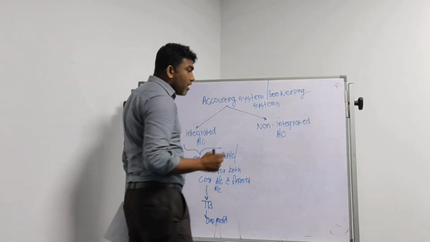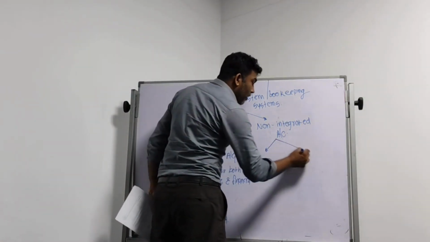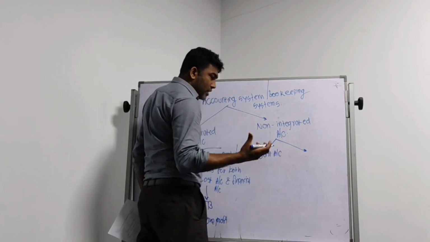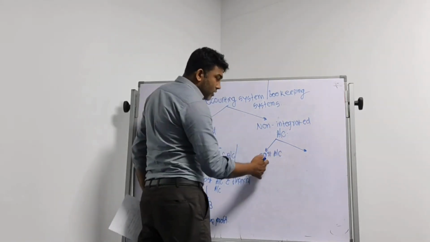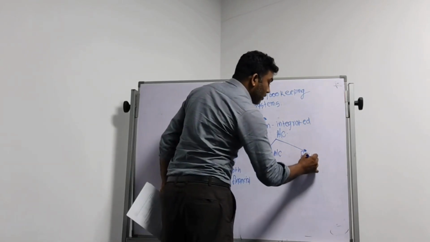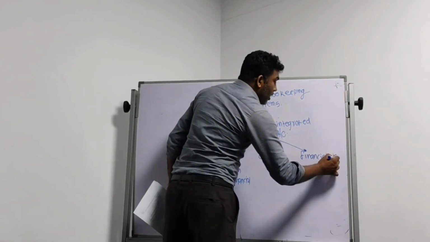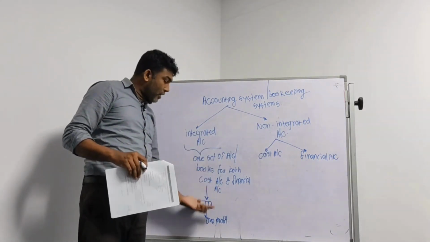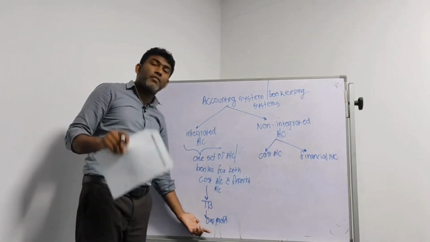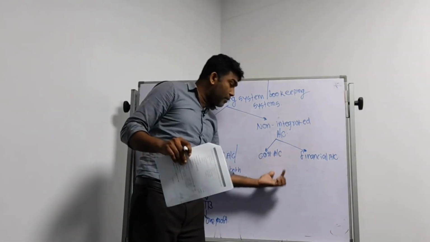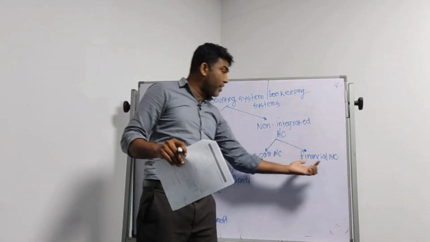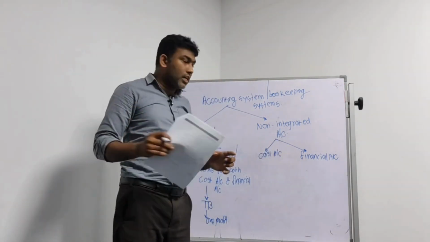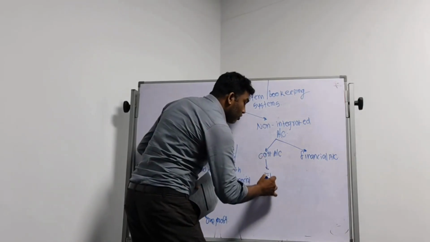If you see the non-integrated accounting system, you are having two sets of accounting. One for the cost accounting, you are having two sets of GL, general ledger. The other one is financial accounting, right? So here you can see one set of ledger accounts, and so we can extract one trial balance and the profit figure will be one. But here you are having separate set of books for the cost accounting, then separate sets of the books for the financial accounting. Since you are having two ledgers, then you can generate two trial balances.